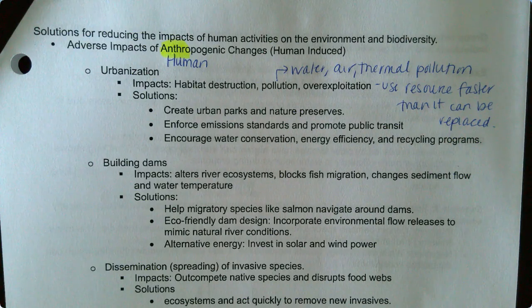You could set up a nature preserve, and therefore you can still have things like deer, rabbits, chipmunks, squirrels, bugs, birds, all of those things living in that area. Enforce emission standards and promote public transportation. If you live in an area that has really good public transportation, you should think about taking advantage of that, or even taking the bus to school. That would be an example of public transportation, which is going to reduce your impact.